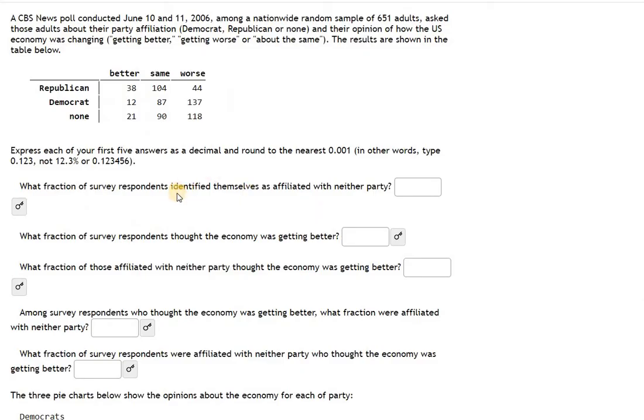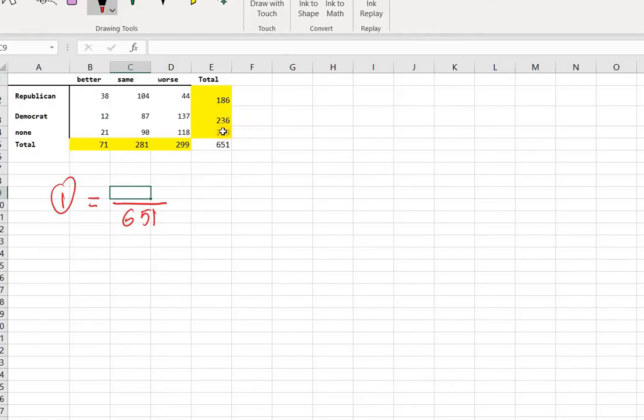Let me finish the question now. Identify themselves as affiliated with neither party. So how many people in total are affiliated with neither party? In this case, the total is 229. So 229. I'm going to compute this right here. So I can say 229 divided by the total of survey respondents, and I have this number.